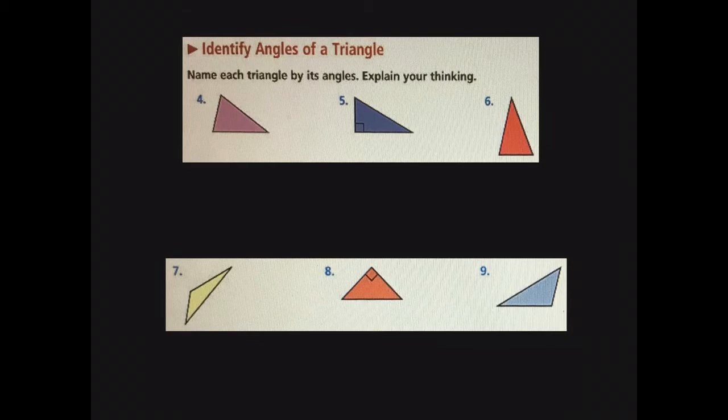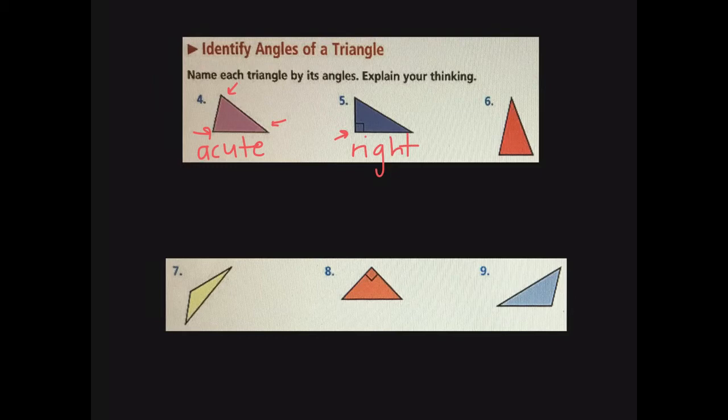Now I have some practice slides here to name some triangles based on the angles. So the directions here say name each triangle by its angles, explain your thinking. So for number 4, the first one here, I see that I have three angles that are less than 90. So because they are all acute angles, I would label this as an acute triangle. And I justified that by saying that there are three acute angles. Number 5. This one I see a right angle in the corner, so therefore I know this is a right triangle.